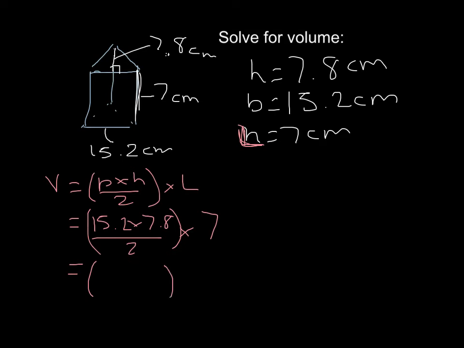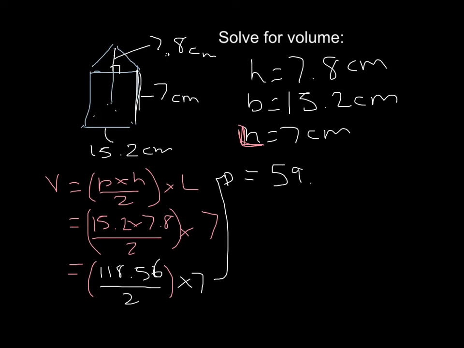So when I multiply 15.2 by 7.8, I end up with 118.56, and then we divide that by 2, multiply by that 7, and then again we're going to keep going, and I'm just going to move up here because I've run out of space. You're going to keep working down your page, and so you'll keep going the same way. And when I divide that by 2, I end up with 59.28 multiplied by 7, and that equals 414.96 centimeters cubed.